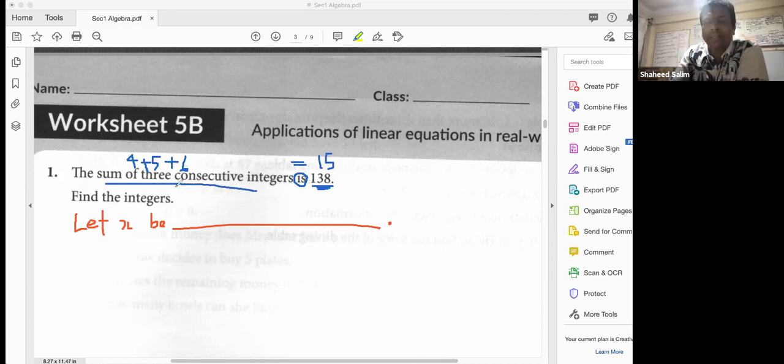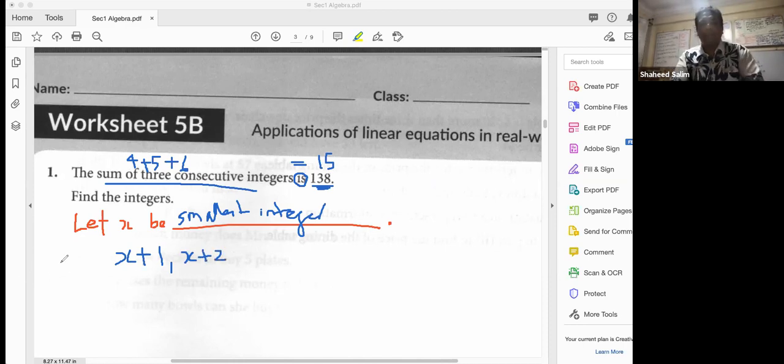So we let x be the smallest whole number, the smallest integer. Because you know the other two numbers are what? You plus 1. 4 plus 1 becomes 5. So the smallest number is x. The next number is x plus 1. And what about the number after that? It is x plus 2, because it's one after another, right? So the three numbers are x, x plus 1, and x plus 2. These are the three integers.